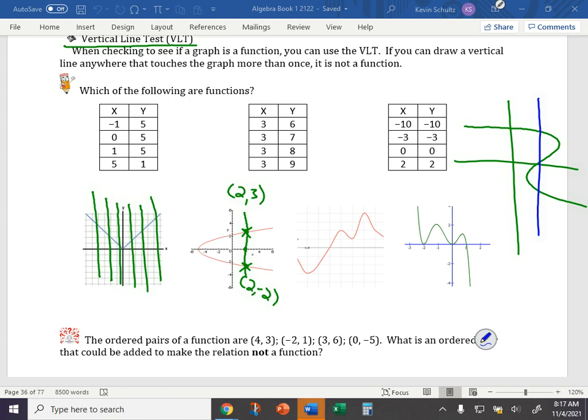If you go to the second one, the one that's like a V almost, couldn't you put it all the way to the left to where there isn't any? If I draw my vertical line right through that very leftmost point, it does only touch it once. But again, it says if you can draw a vertical line anywhere that touches the graph more than once, it's not a function. So anywhere, it's not a function.